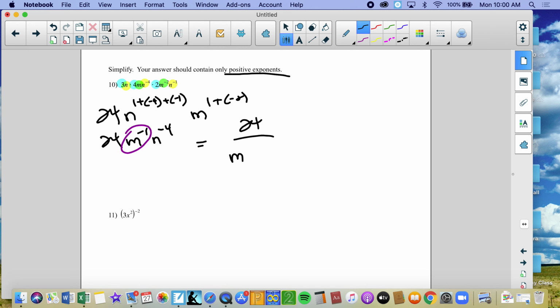write m to the first. And again, we have n to the -4. If I change the sign of the exponent to positive, I'm going to change the location. It's in the numerator. It's now going to be in the denominator, and it becomes a positive exponent. I didn't do the 24 because its exponent is 1, so that stays up in the numerator. The m and the n's have to move down to the denominators.